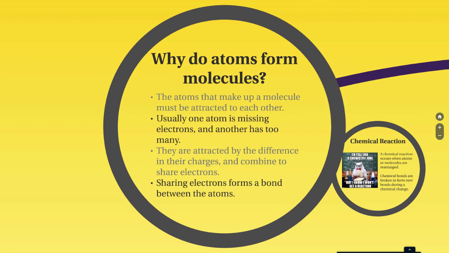So going back though to why atoms form molecules, just to refresh our brains, we know that atoms make up a molecule, they have to be attracted to each other. And that's usually because one atom's either missing electrons or one has too many electrons. And because we want to find this balance, they're going to be attracted to those differences in charge and then try to combine to share those electrons. So we can do that with our ionic bonds, where one atom is transferring or giving its electron to another atom, or those covalent bonds where one or two atoms come together and share their electrons in pairs. So when those bonds form, those make our molecules.